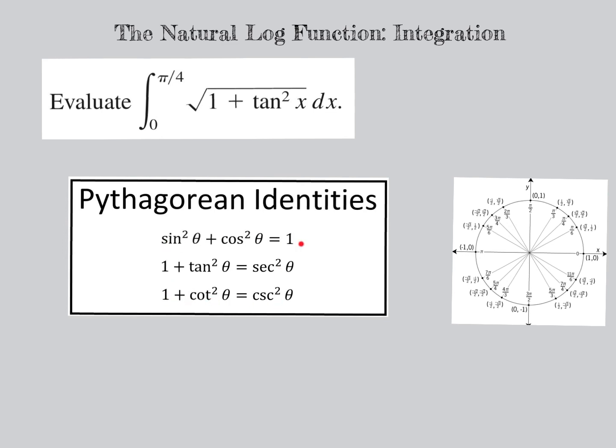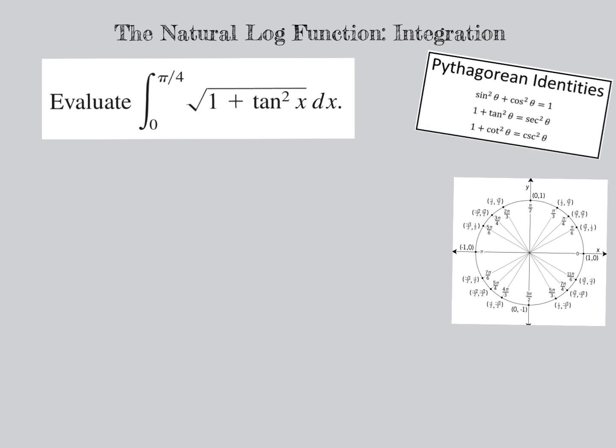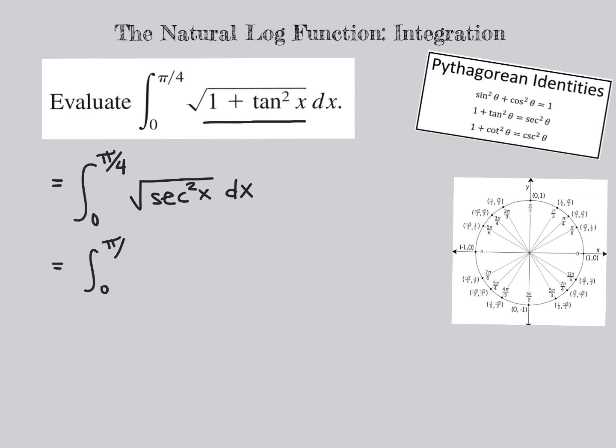They actually all originate from this original one. So 1 plus tangent squared can actually be replaced with secant squared, which we're going to do here. So we will simply replace this integral from 0 to pi over 4 of the square root of secant squared x dx. Again, using the Pythagorean identity to replace this with secant squared. Well, if we take the square root of something squared, we're left simply with that something. So this is the integral from 0 to pi over 4 of the secant of x dx.